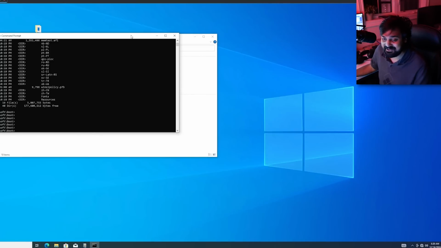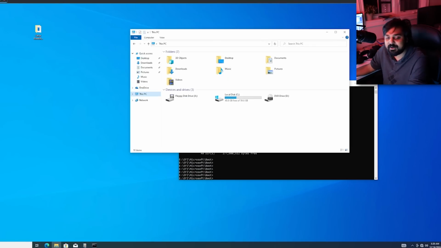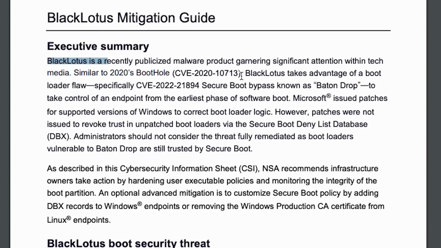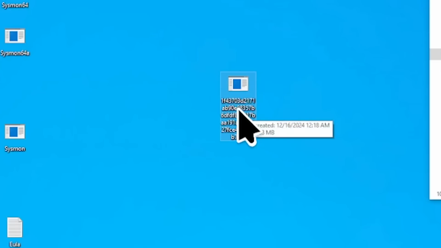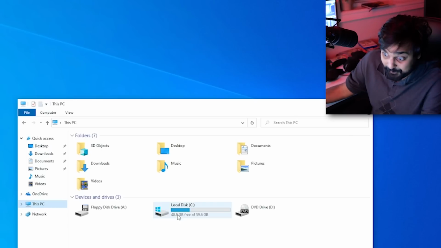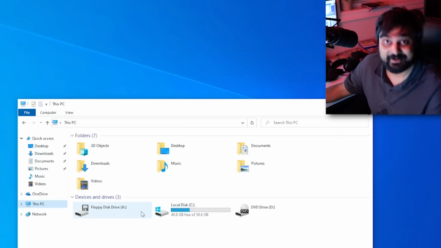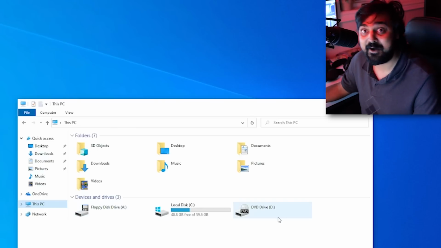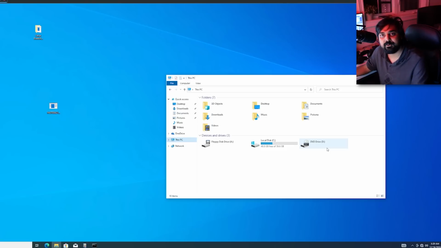So today, we're going to show you how this works. Here I've got a little VM, a virtual machine, and inside here I've got a special virus known as BlackLotus. BlackLotus is a bootkit, and of course you can see it's just a simple small file. If I double click on this file, it just launches and nothing happens. After a quick reboot, my computer looks to be exactly the same. I've got 40 gigs left on my C drive, my floppy disk is inaccessible, and I've got nothing in the DVD. But my computer is now hacked with a very dangerous bootkit.